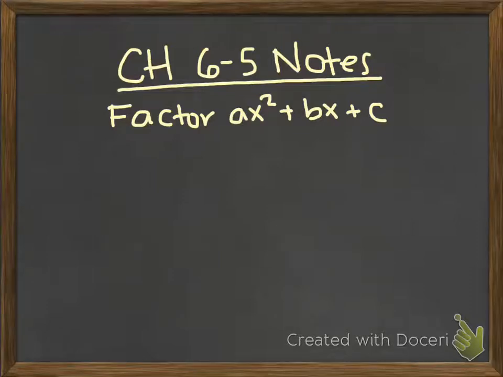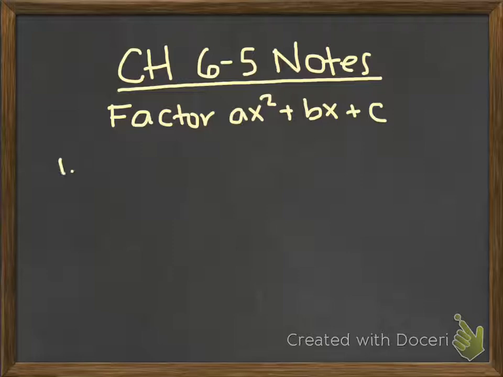Okay, today we started chapter 6-5. That's factoring ax squared plus bx plus c. That means there is a coefficient in front of the x squared. So here are the steps for factoring ax squared plus bx plus c.